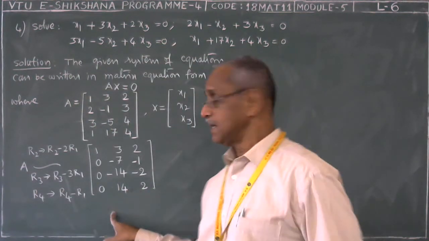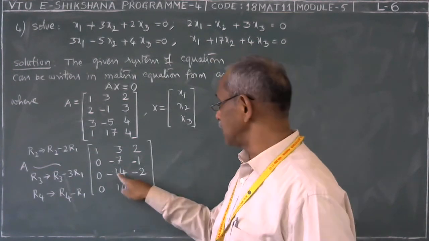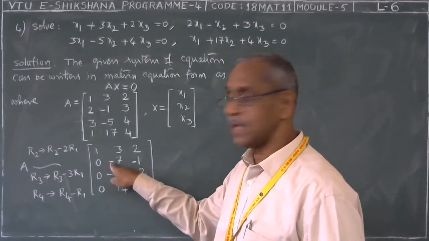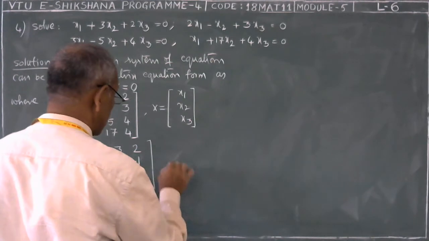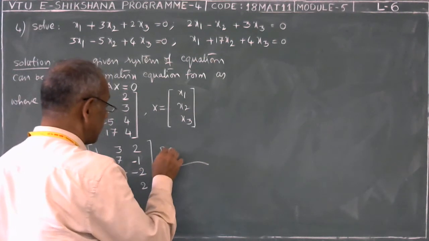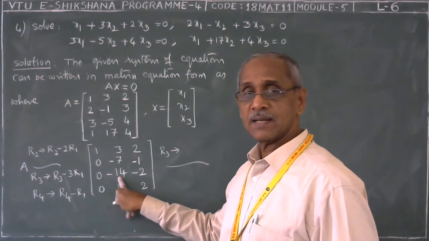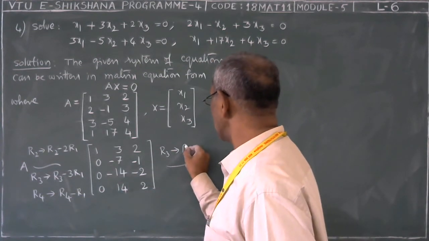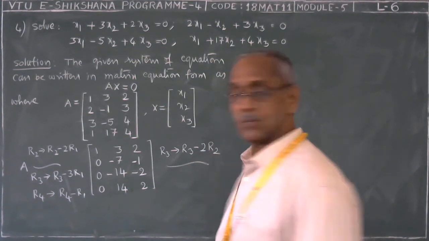Now, just look at the matrix now. The leading entry in the second row is minus 7, and these two are multiples of 7. So I can easily make these two elements 0 by multiplying this by 2 and then subtracting with these elements. So this is equivalent to R3 changing with respect to the operation R3 minus 2 times R2, because both are minus signs, I have to subtract.